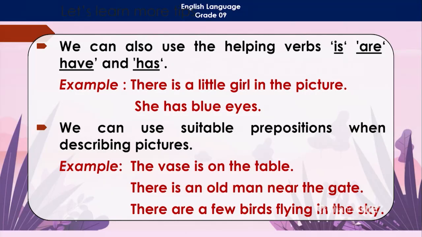Is the helping verb there, and has is the helping verb in the next sentence. Right, in the second sentence, we talk about what she has, right? And if you go to the next point, that is, we can use suitable prepositions when describing pictures.